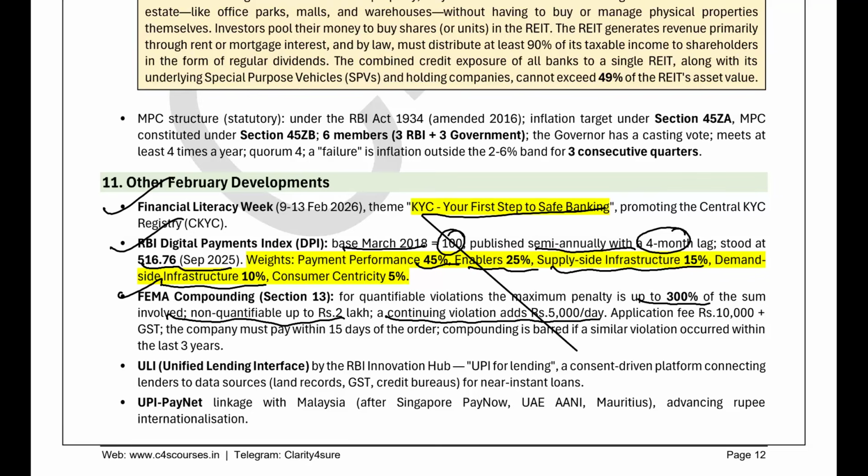Application fee rupees 10,000 plus GST. The company must pay within 15 days of the order. Compounding is barred if a similar violation occurred within the last 3 years.